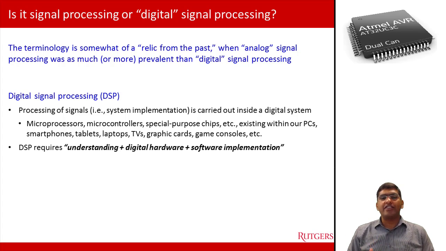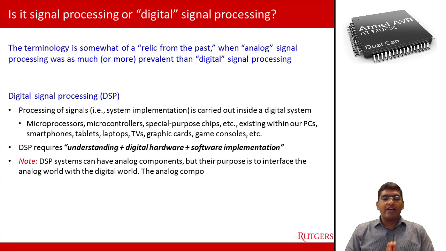And digital signal processing, when we talk about it, basically requires three things. One is, of course, you need a basic understanding of signal processing concepts. The second is you need digital hardware. That's where the digital in DSP comes from. And the third is the implementation is going to happen on this digital hardware. And so what we need is some software implementation on that digital hardware.